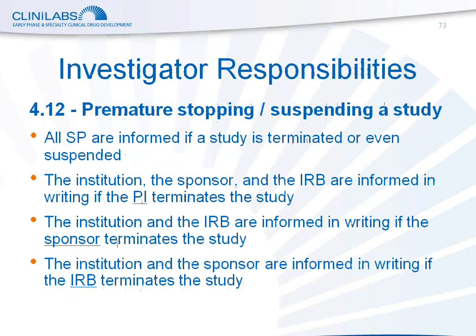The 12th investigator responsibility has to do with premature stopping or suspending of the study. All study participants are informed if the study is terminated or suspended. The IRB, the sponsor, and the institution can all terminate the study. If the PI terminates the study, the others need to be notified. If the sponsor terminates it, then the IRB and the site need to be notified. And if the IRB terminates the study, then the others need to be notified in writing.